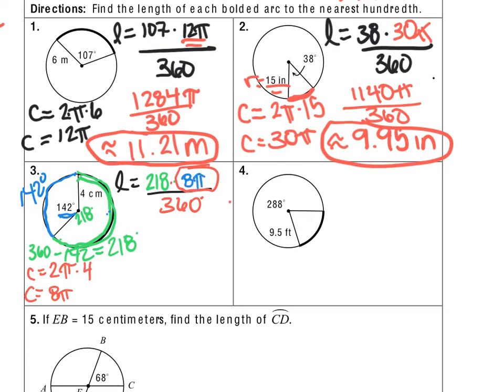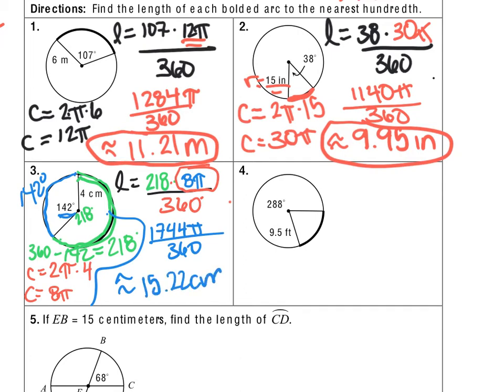Now, when you get to this step, it's just a matter of your calculator. So you can do 218 times 8, which is 1744 pi, and then divided by 360. At this point, we can do 1744 times 3.14 divided by 360. And that would give us approximately 15.22 centimeters. Keeping in mind, you can do mostly all of these calculations on your phone. So you don't really need a calculator, but you can go online to get one if you need one. Okay, so we're going to do one more together.